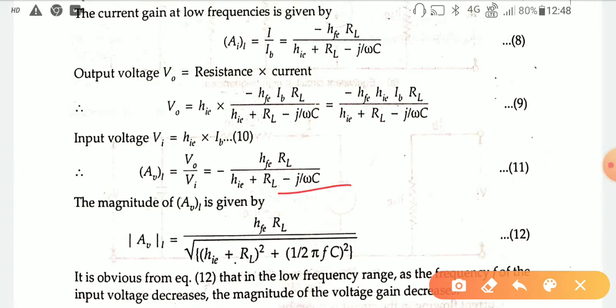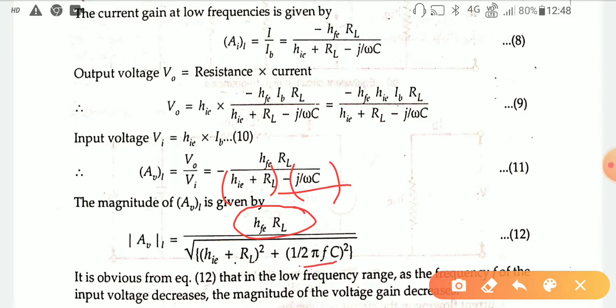What will be the magnitude? The magnitude will be defined as hfe RL, and then root over of this section square plus 1 by omega C square, and omega is defined as 2 pi f.